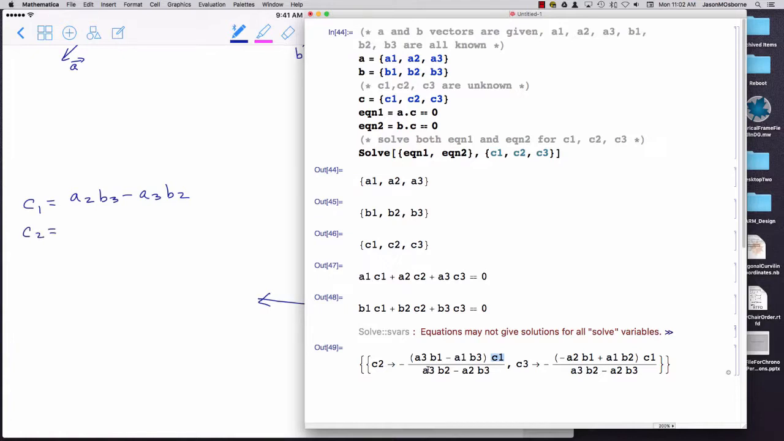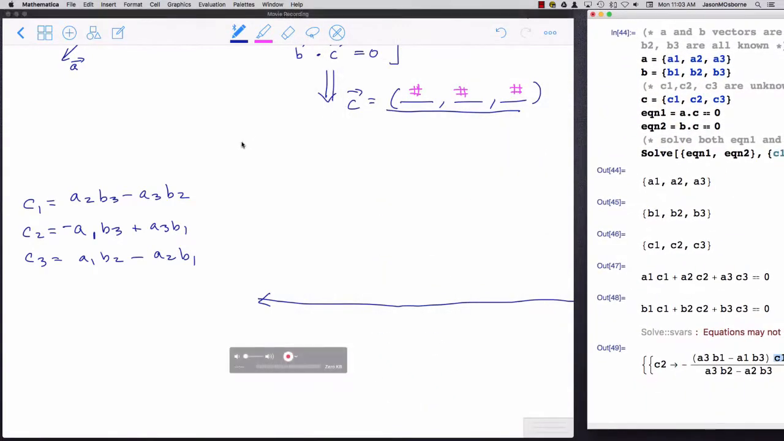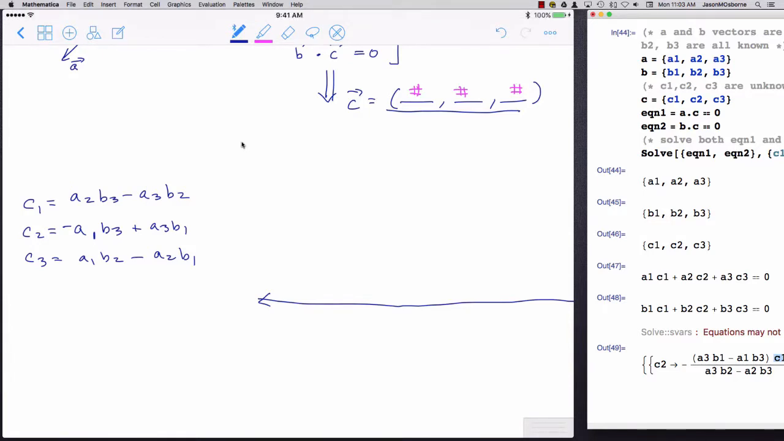then C2 comes out to be A1B3, I'm worried about minus signs here, but A1B3 with a minus sign plus A3B1. And then C3 will come out to be A1B2 minus A2B1. My claim is that if you let C1, C2, and C3 be these entries, and fill in the blanks over here, you will have your vector that is perpendicular to both A and to B.